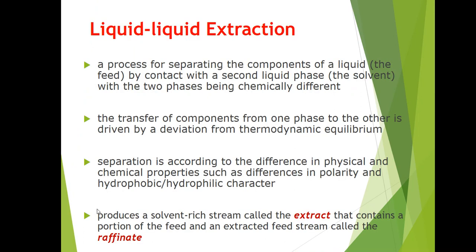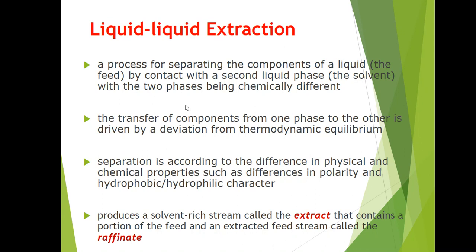Now, this is a process for separating the components of a liquid, and that liquid is the feed, by contacting it with the second liquid phase, which is the solvent, with the two phases being chemically different. So it's a requirement in liquid extraction that our contacted phases should be chemically different. Now, the transfer of components from one phase to the other is driven by a deviation from what we call thermodynamic equilibrium. So, if this thermodynamic equilibrium is not yet reached, then there will be mass transfer between these two phases.